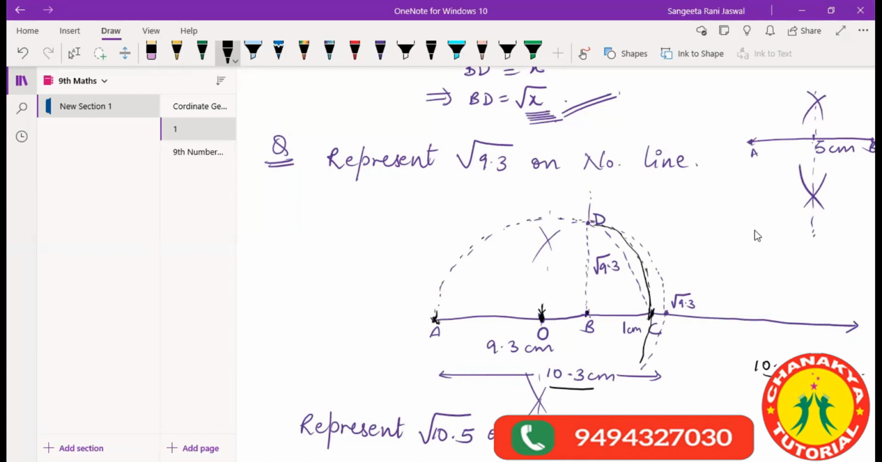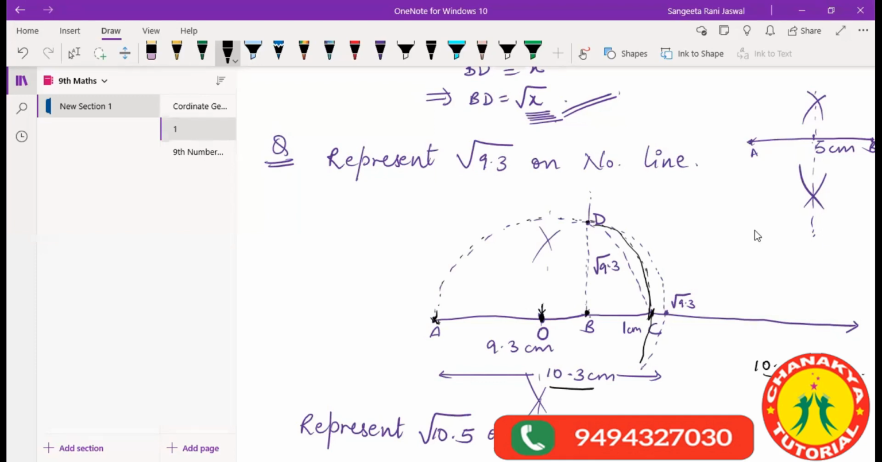Now with this point B, which you already have, extend a perpendicular from B. Extend a perpendicular straight which will cut this line, and we name this point as D. Yes, you have to take a straight perpendicular and mark point D wherever it cuts this semicircle. Now this distance from B to D is your root over 9.3.